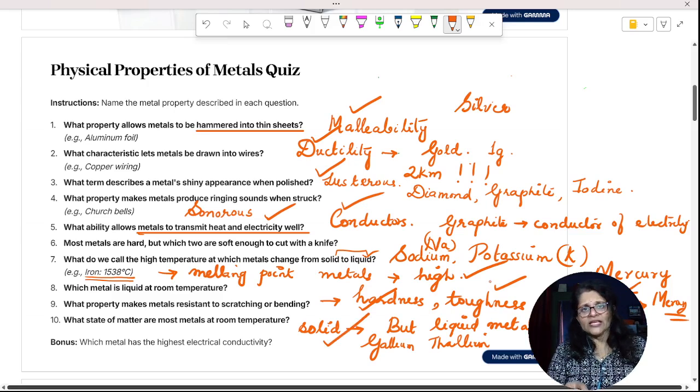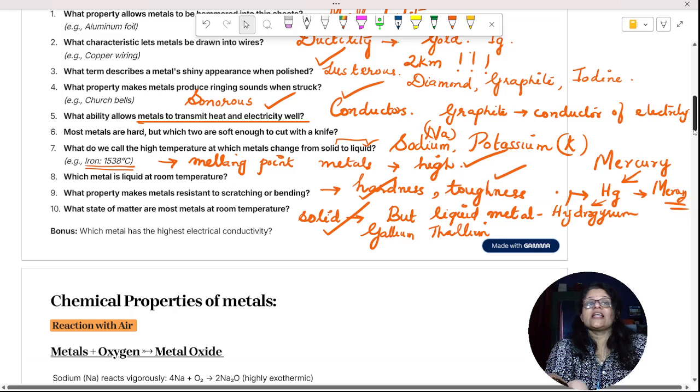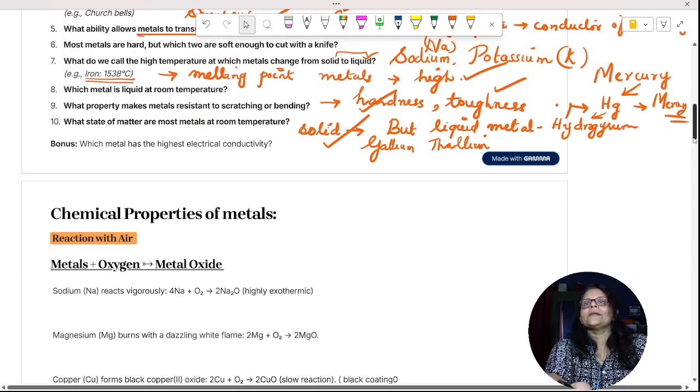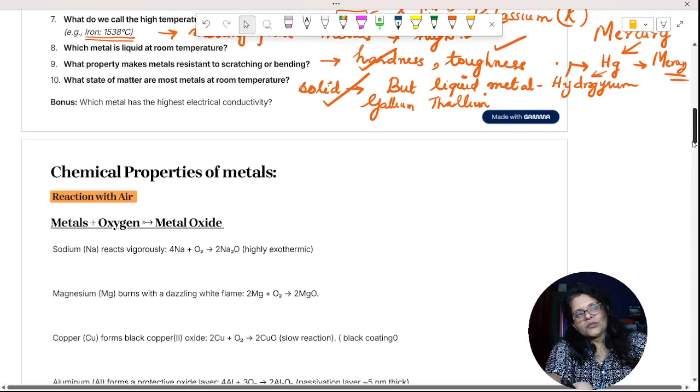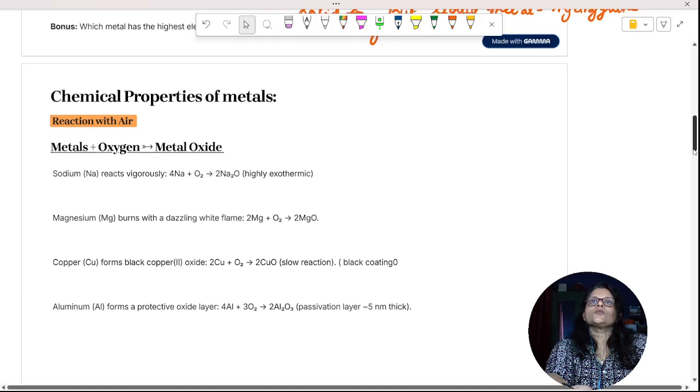And always exceptions. Asking about exceptions are the favorite questions that your teacher or whoever sets the exam question paper loves. So you need to study all the properties, especially exceptions. Okay, now we are done with the physical properties. Let's go into the chemical properties one by one.